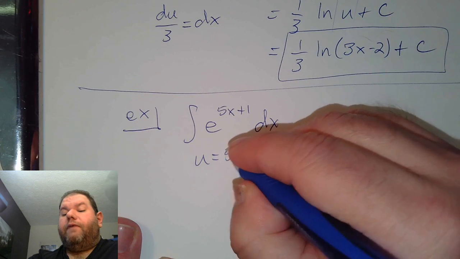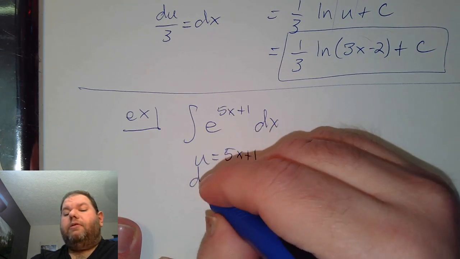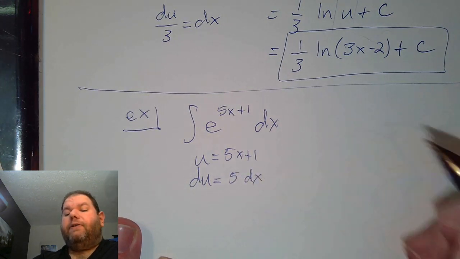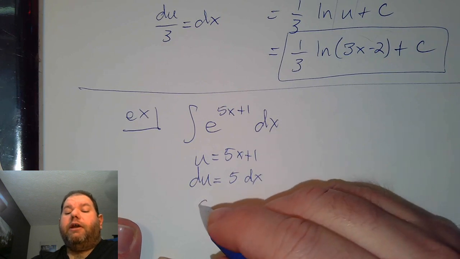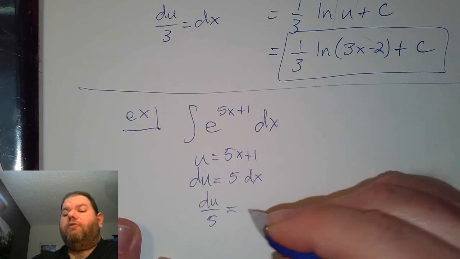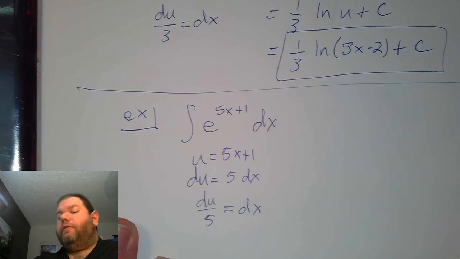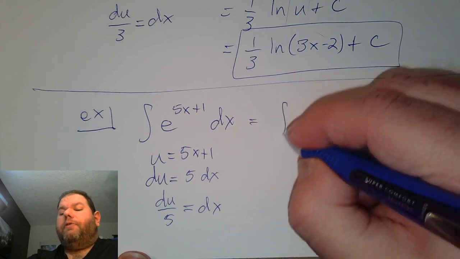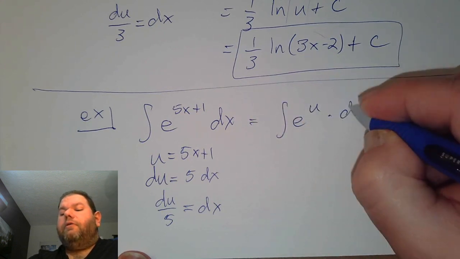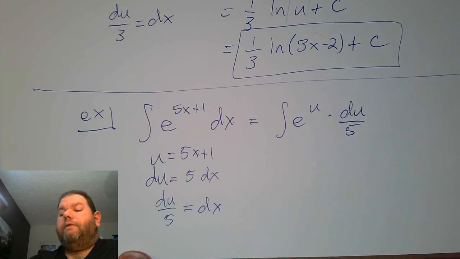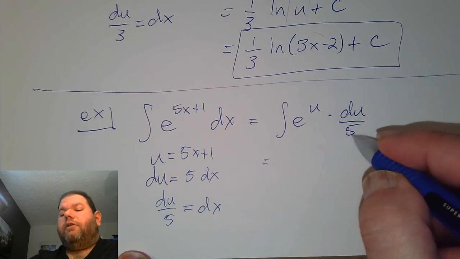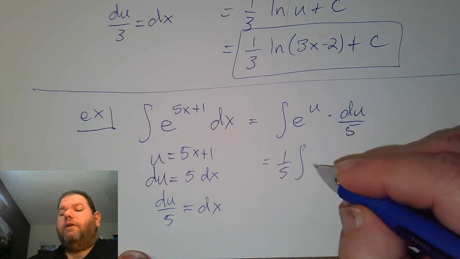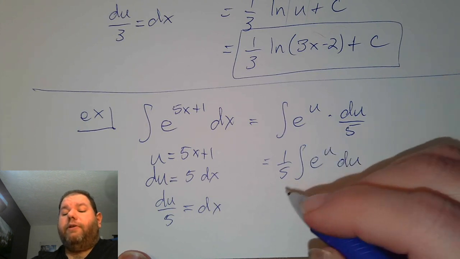So we'll let u equal 5x plus 1. Take its derivative, that's just going to be a 5 dx. And again, solving for dx, we know du over 5 will replace dx. So we end up with the integral of e to the u times du over 5. Now, again, the 5 in the denominator, we just factor out to the front, so it's 1/5 in front. And we just have the integral of e to the u, which we know is e to the u.